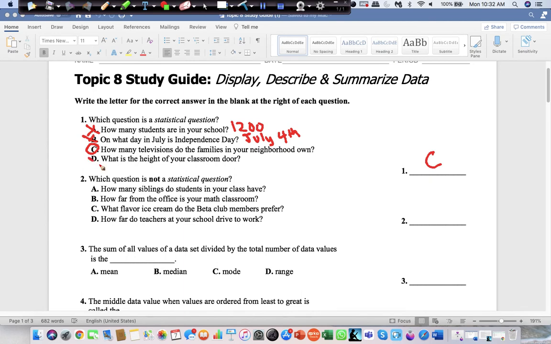What is the height of your classroom door? Assuming we're all talking about the same classroom door, that height is going to be the same for everybody. Okay, number 2 said which is not a statistical question.